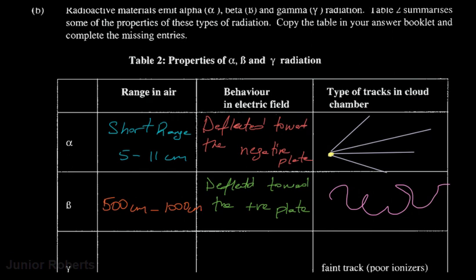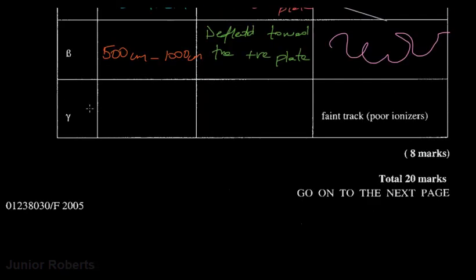All right, now we can continue. We're going to now talk about our gamma radiation. The range of gamma radiation, which is considered an electromagnetic radiation, is virtually infinite, right? It's considered as energy. So it has an infinite range, and in terms of its behavior in an electric field, because it is energy, it doesn't have a charge, it will just pass straight through undeviated.